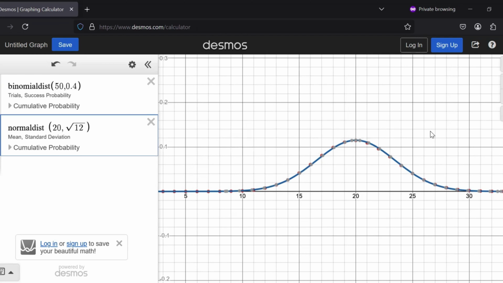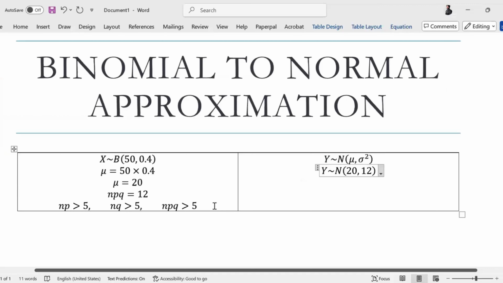So this approximation is not just a mere fluke. It has practical data backing it. When the number of trials is large, you can approximate a binomial distribution with a normal distribution. Now there is just one part that remains, which is the continuity correction.